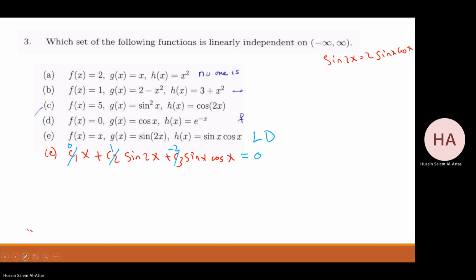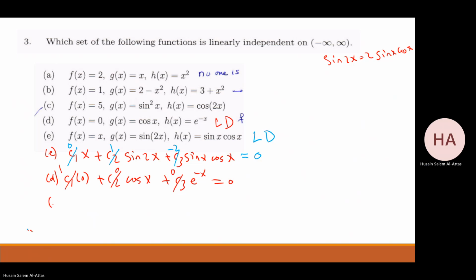D. I need C1 times 0 plus C2 cosine x plus C3 e to the minus x equals 0. If I have 0, that will make it easier. I'll take C1 as 1, the rest I take as 0. So I can do this. So this is linearly dependent.